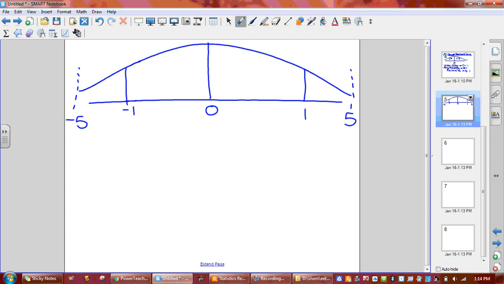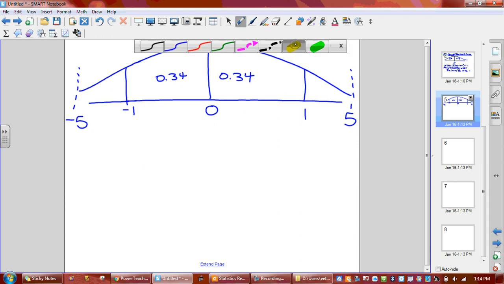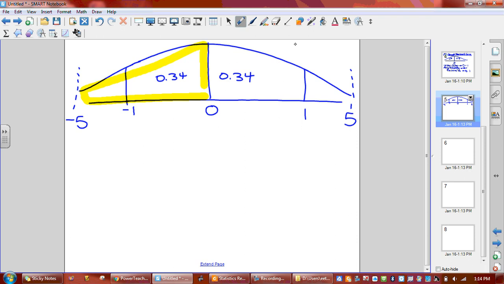And the reason is because they have a lot of data there. So if I've got 0.34 here and 0.34 here, and the left-hand side, the side I'm going to shade, is equal to 0.5, then that 0.34 better be a big spot, right? It better be really big.